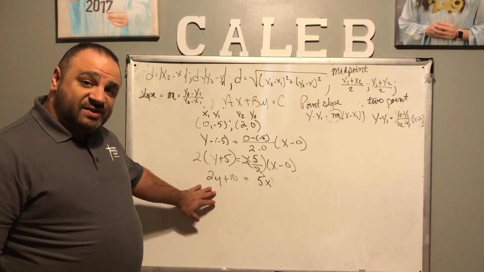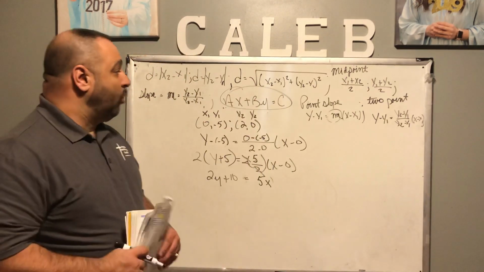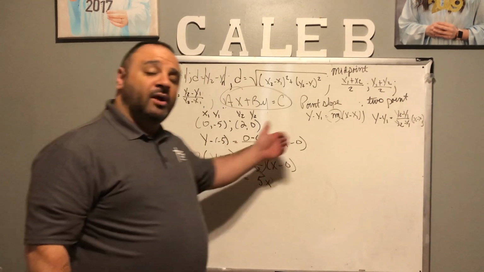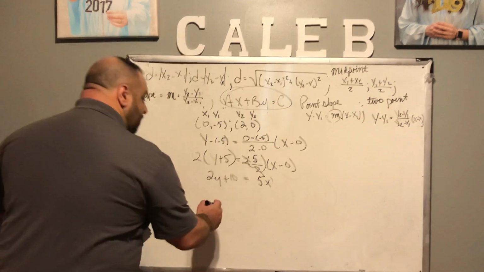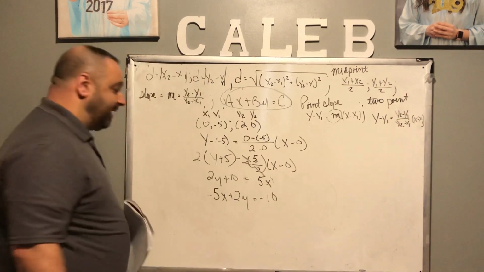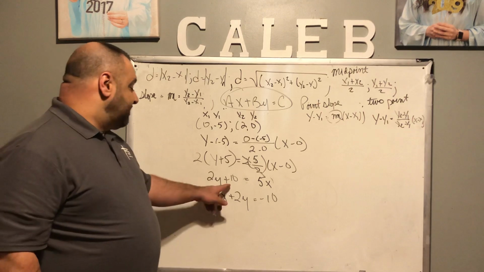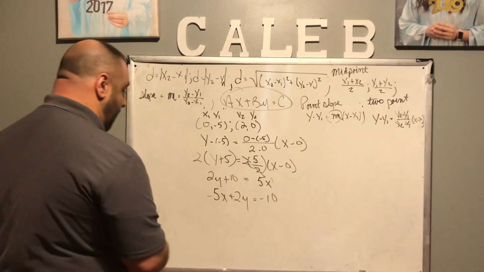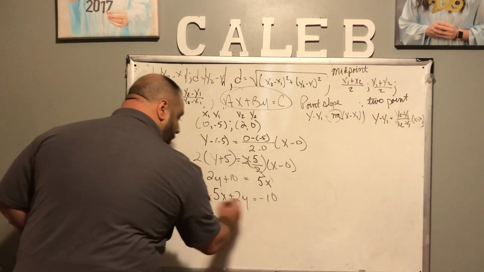Once we get to this step, we want to put it in standard form, getting the x to the left and the whole number to the right. We do that by applying our subtraction and addition axioms of equality. So we have negative 5x plus 2y equals negative 10. How do we get that? I subtracted 5x from both sides, that's how I got negative 5x, and I subtracted 10 from both sides, that's how I got negative 10. There are your addition and subtraction axioms of equality. Now we cannot have a negative coefficient of x, so we simply multiply the whole equation by negative 1.